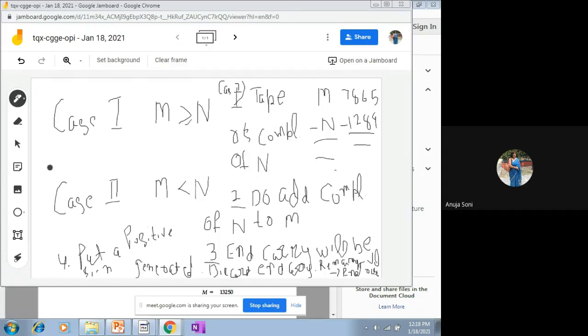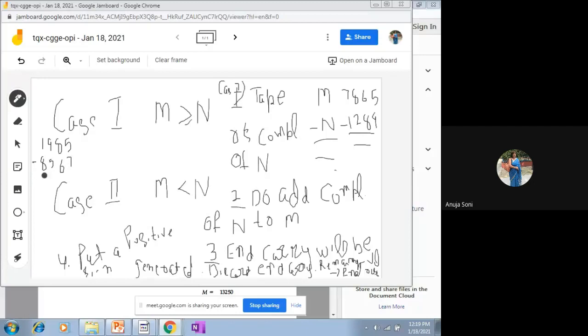Like we take such an example. This case 2 example is, say, we take m less than n. Say I have taken one number, 1985, and I have taken the value of n as minus, because we are talking about subtraction. So this is minus, and this number is say 8567.